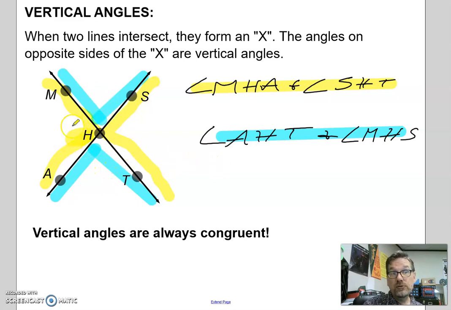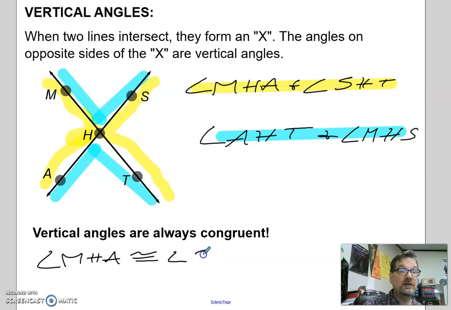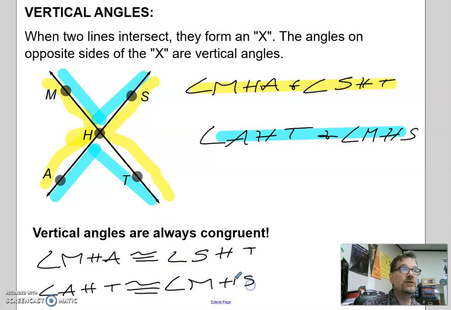Notice yellow and blue are a linear pair, so they add up to 180. Fun fact, vertical angles are always congruent. Their measurements are always equal. So I know angle MHA is congruent, it's the same as angle SHT. And I know angle AHT, the bottom one, is congruent to its vertical partner on top, angle MHS. So their measurements are going to be equal because the angles are congruent.